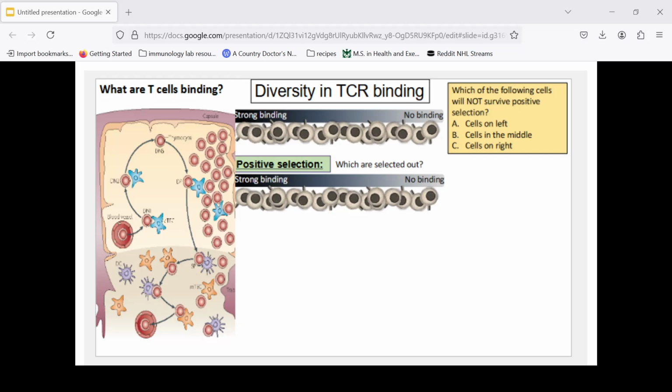B cells do not undergo positive selection in the same way that T cells do. They have a base level selection where if they don't work at all, they're probably not going to be released, but they don't undergo the same positive selection that T cells do. T cells undergo both positive and negative selection.